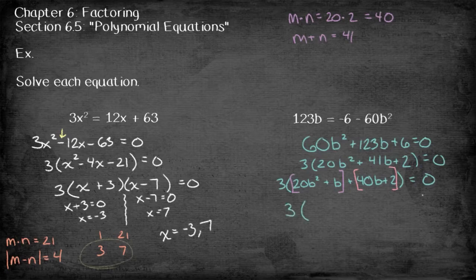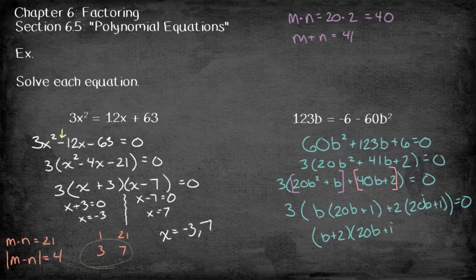Let's see, for the first group, what do they have in common? They have a b. How about the second group? So let's ignore this 3 here for a second. This is going to factor to b plus 2 times 20b plus 1 equals 0. We can throw the 3 back on there.